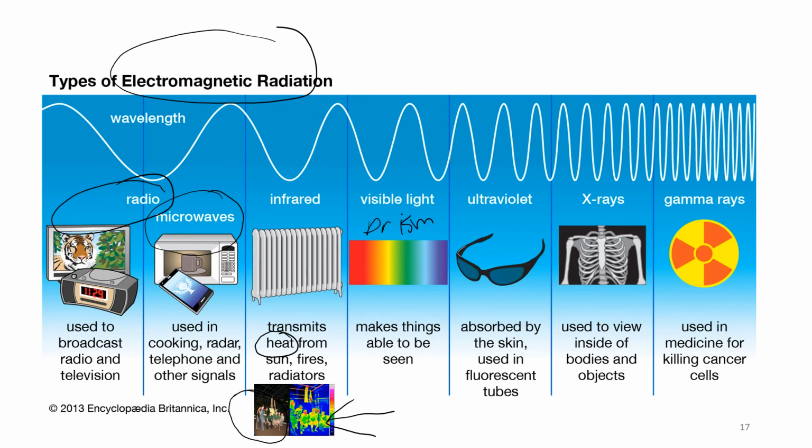Ultraviolet light, again, we get from the sun. Our UV light is why we wear our sunscreen to protect our skin from the UVA and the UVB rays from the sun. And then we have X-rays, which we know we can use in the medical area. And then gamma rays that we're learning about in this chapter and nuclear chemistry are used also in medicine for killing cancer cells.